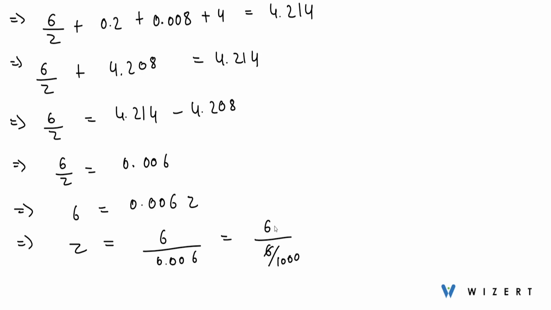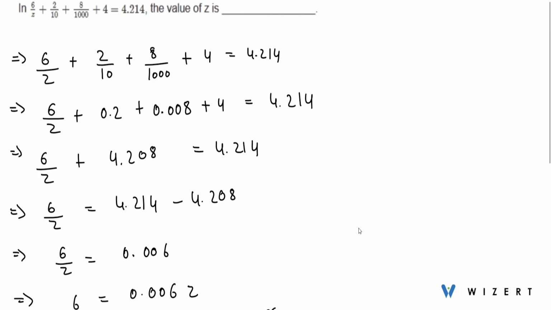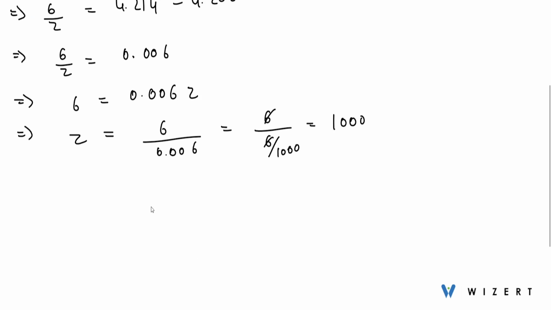So 6 and 6 will cancel out each other, and we will have 1000. So the value of z will be equal to 1000. So z equals 1000 is the required final answer.